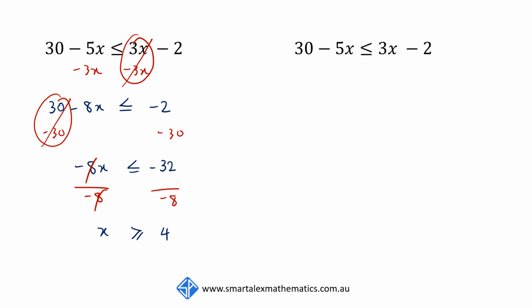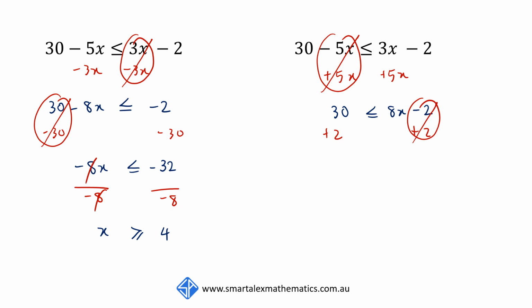Now doing the same question on the right hand side, instead of moving the 3x to the left, this time I'm going to move the 5x to the right. We're going to add 5x to both sides. That's going to get rid of the negative 5x on the left. We have 30 is less than or equal to 8x minus 2. So notice here that my sign doesn't change. The next step, we're going to add 2 to both sides. The negative 2 will cancel out.